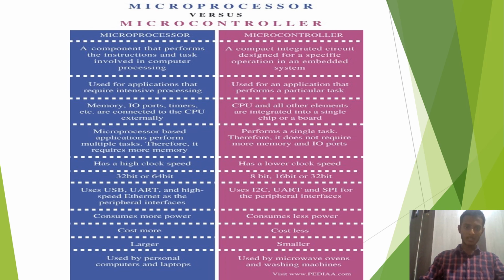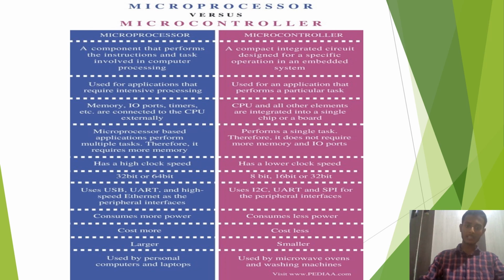Microprocessor: memory, input ports, timers, etc. are connected to the CPU externally. Microcontroller: the CPU and all other elements are integrated into a single chip or board. Microprocessor-based applications perform multiple tasks, therefore it requires more memory comparatively to a microcontroller. A microcontroller performs a single task, therefore it does not require as much memory and as many input ports compared to a microprocessor.